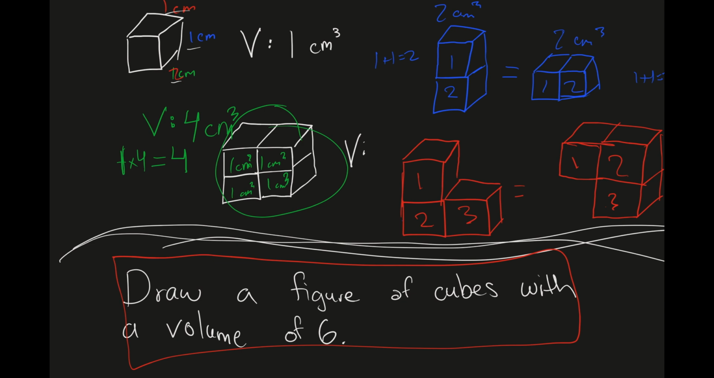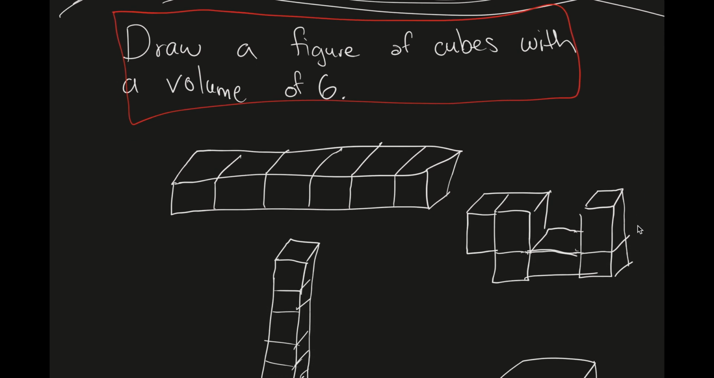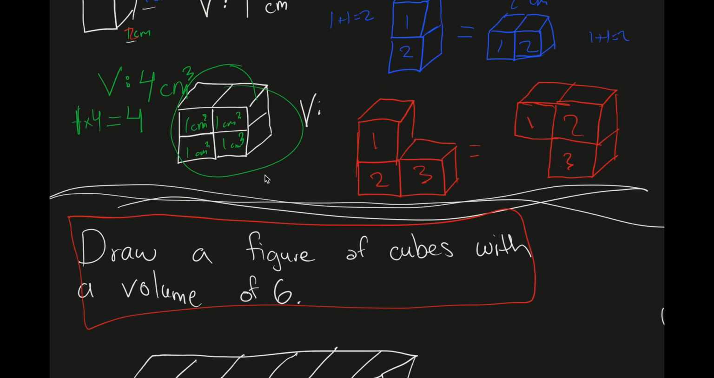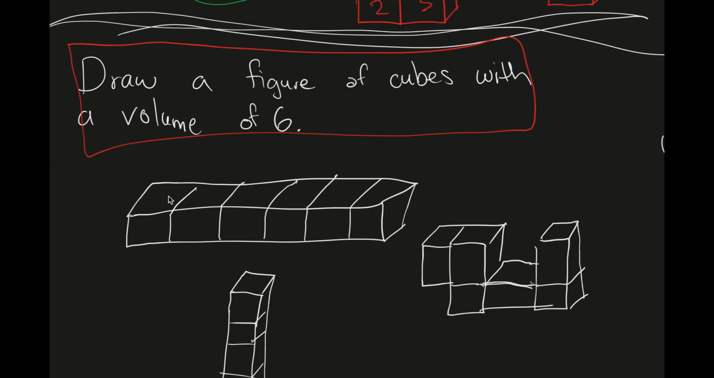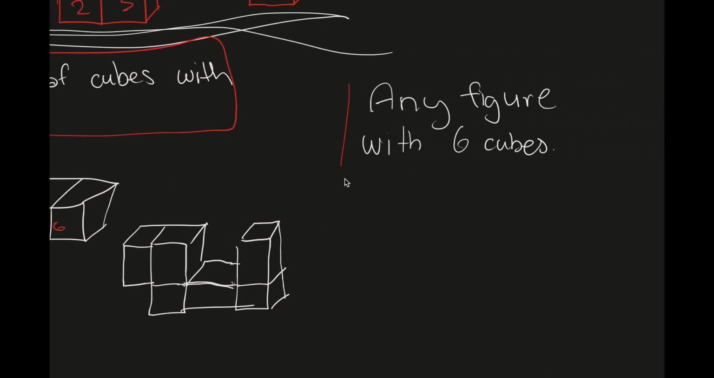So, here's the thing. You could do anything. When I say anything, I mean like almost anything you wanted to do. So let's take a look at this one. Okay? Let's go back here. 1, 2, 3, 4, 5, 6. And these all have a volume of 1 cubic centimeter. So just 1 times 6 is 6. So this one's volume is 6. Anything with 6 cubes in the figure is probably 6. So you want to know the answer to this, the specific answer? Any figure with 6 cubes.